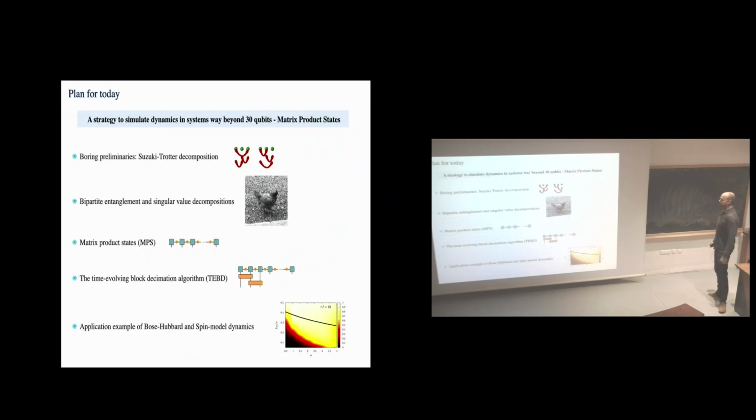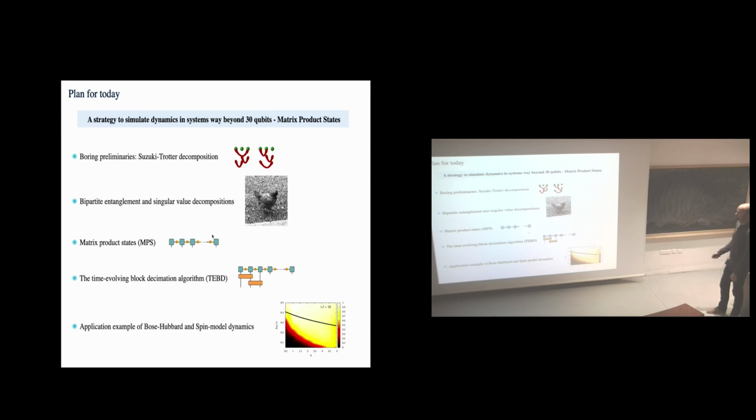So this brings me to the plan of today. I want to show you a strategy to go to systems way beyond 30 qubits, if you like, using matrix product states. First I need some preliminaries, which will be quite short: I want to introduce the Suzuki-Trotter decomposition. Then the most important part is probably here: the fundamental idea of how to compress quantum states. I'll introduce bipartite entanglement entropies and the singular value decomposition as the key concept of all of these DMRG MPS methods.